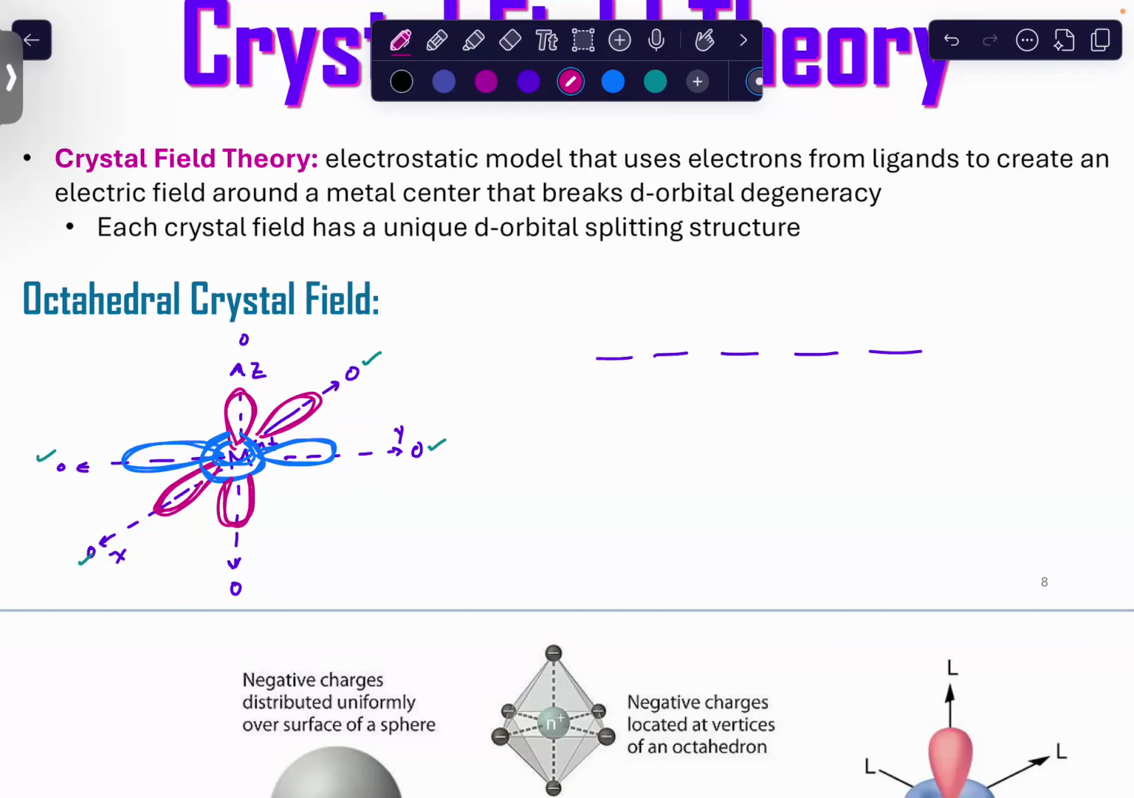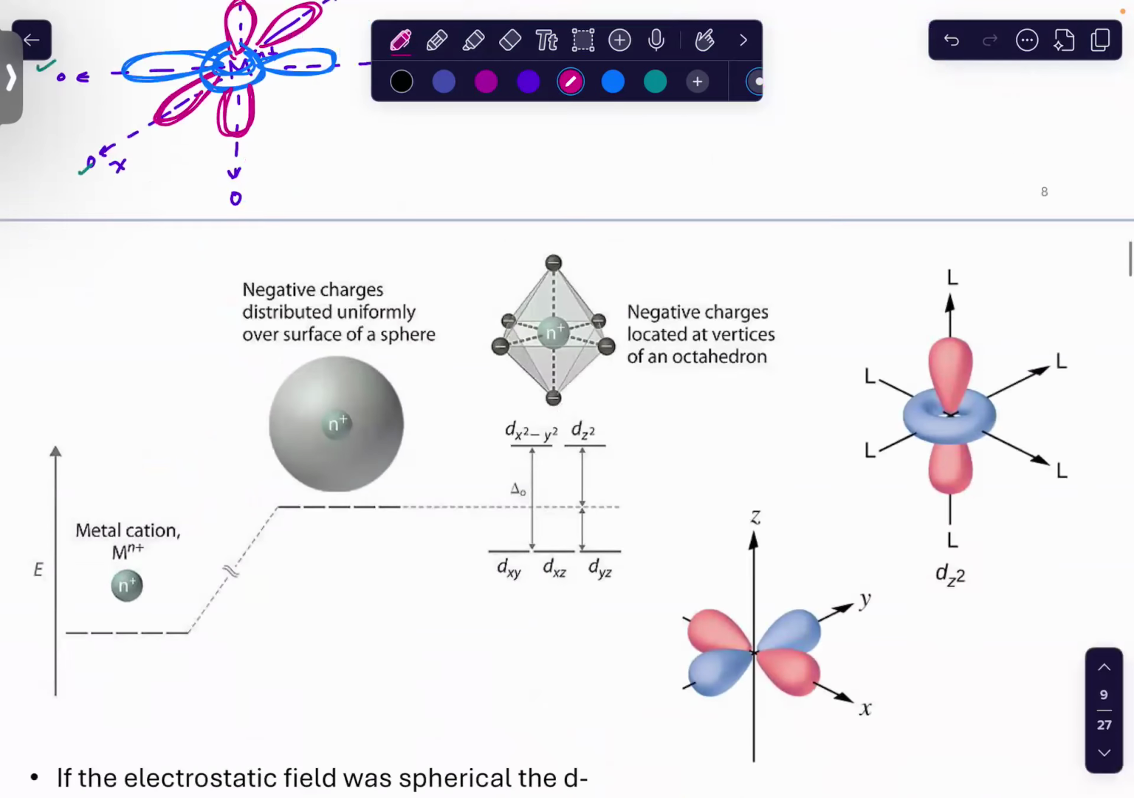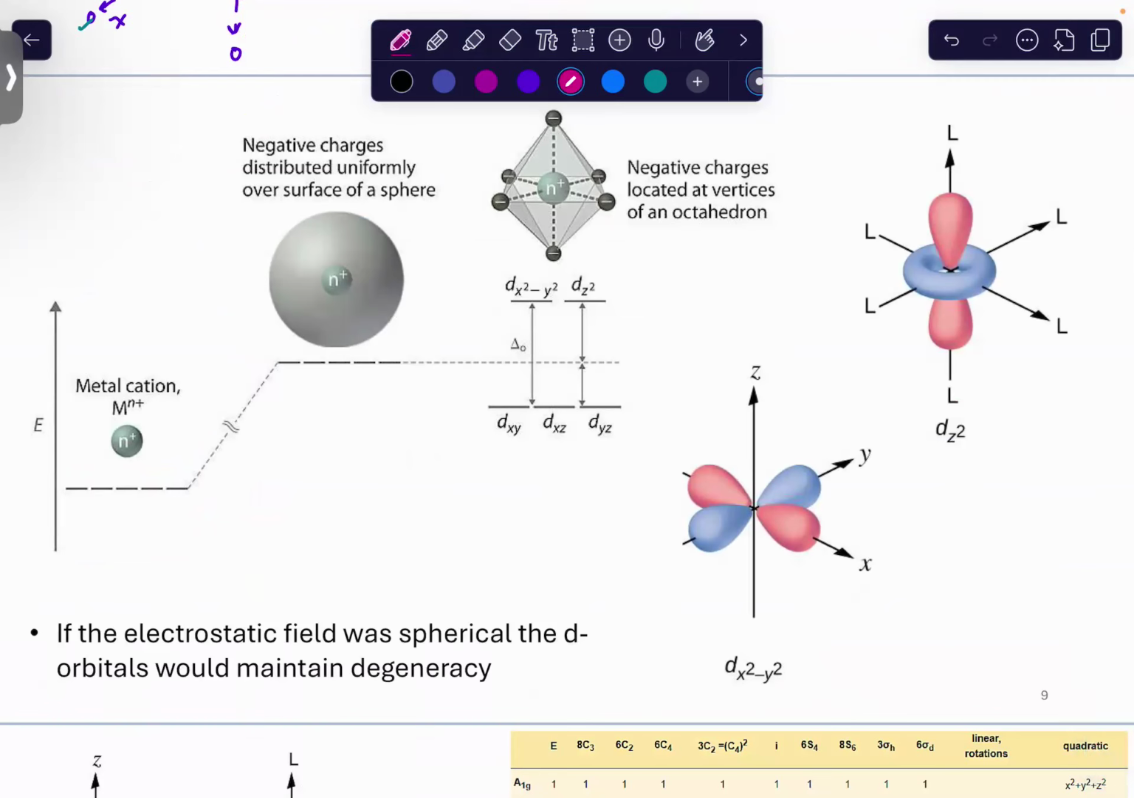Now, if you draw your dxy, your dyz, your dxz, you'll notice that these ligands have less interaction because the ligands don't strike those orbitals head on. Those orbitals are going to become stabilized and drop in energy, because they're halfway in between. And so what you're going to get is your octahedral split.